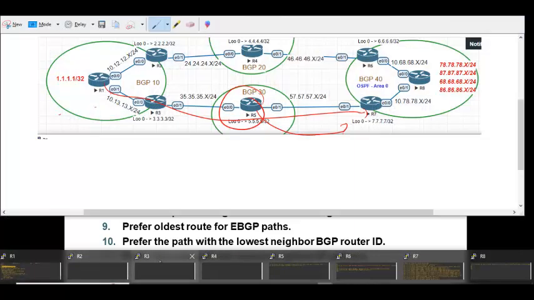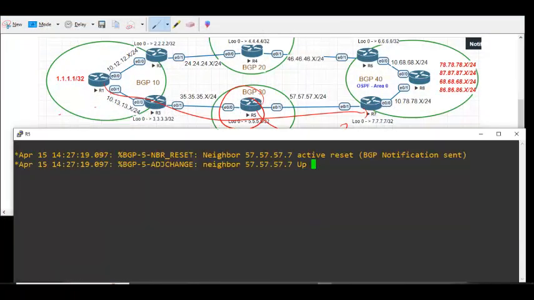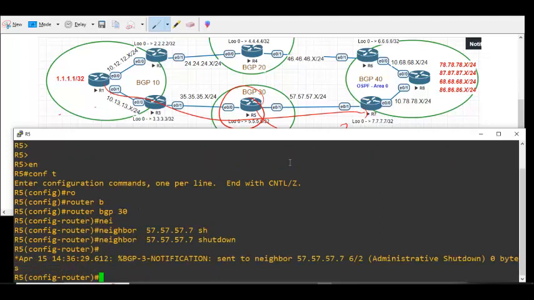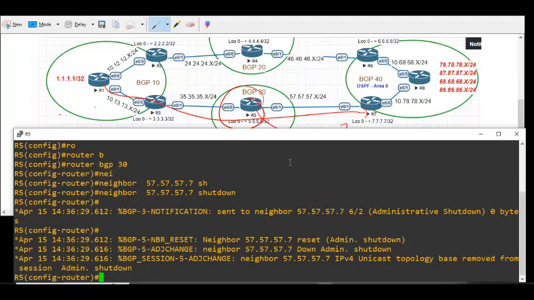Now let me go to router 5. As I said, I'm going to shut down this neighbor. This is the address of router 7. In which router am I? Router BGP 30. This is the autonomous system of router 5. And say, neighbor this, shut down. This is how we temporarily shut down a neighbor. You don't need to remove it completely. You shut it down.